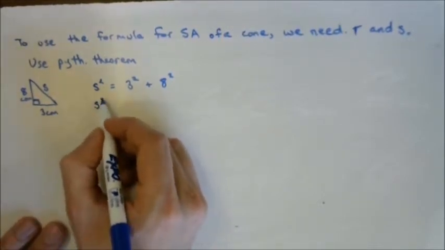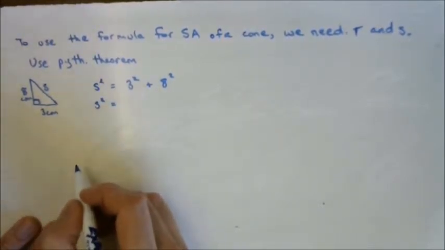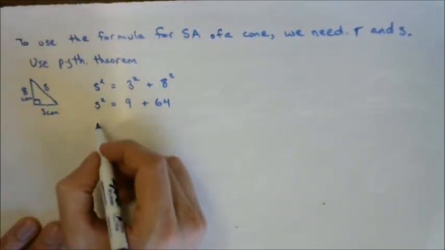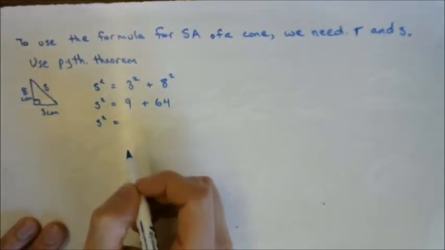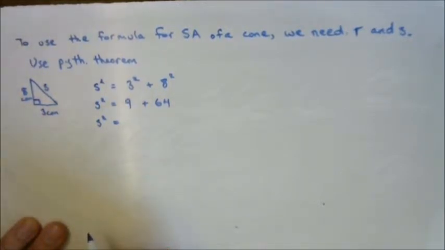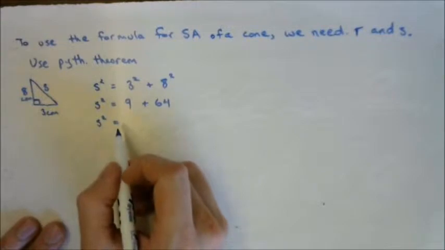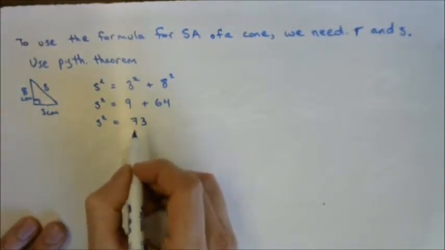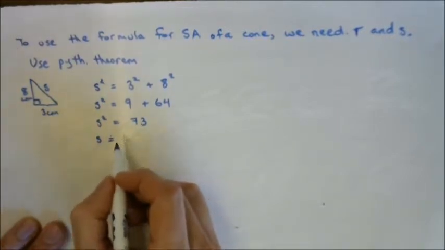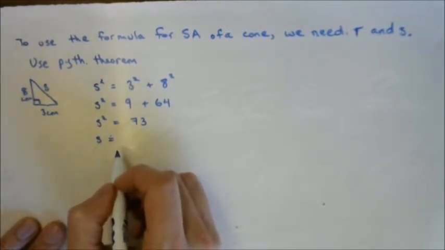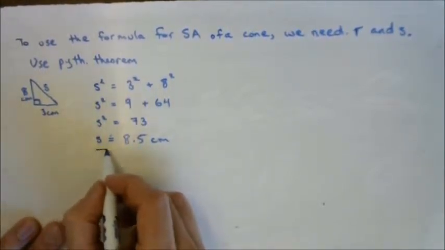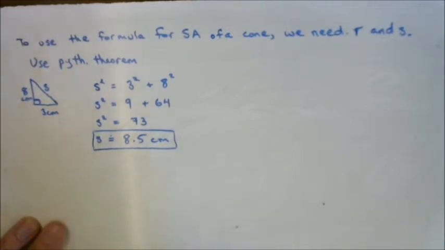S squared is 9 plus 64. Why did you put S there? Because S is taking the place of C. S squared is 73, so S is the square root of 73, which is approximately 8.5 centimeters. Okay? I know that's not my final answer, but I'm going to put a box around it just so I can keep track of what I'm doing.